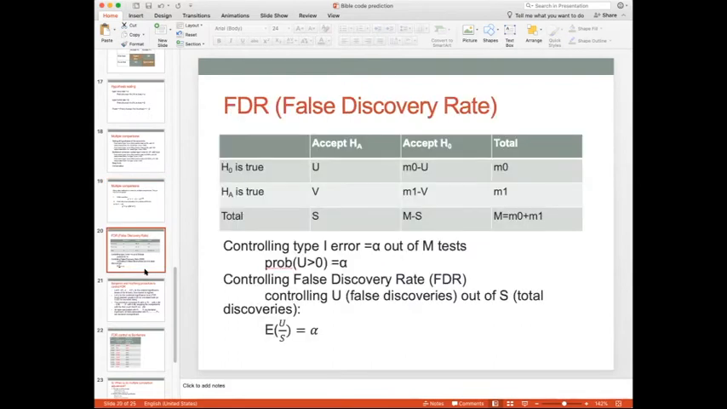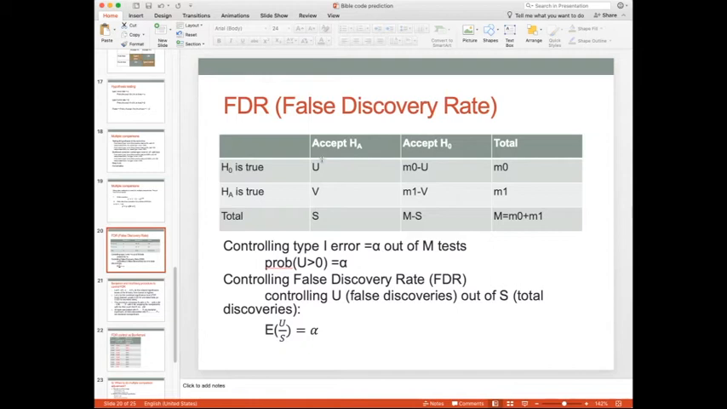Okay. So another way to handle the multiple comparison is to control, instead of type 1 error rate, the false discovery rate. Okay. So this is the same table that we saw before, with the truth, null hypothesis true, alternative hypothesis true in the rows. And the columns are accepting null hypothesis or accepting alternative hypothesis, with a total of M tests. So we have M0 tests that are null hypothesis true, and M1 of the tests are alternative hypothesis true.